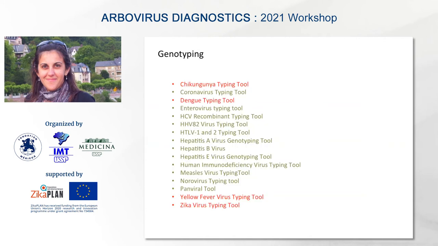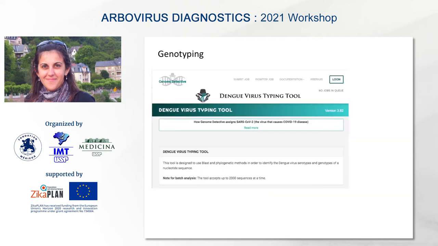You can use this tool to type or classify any known virus, as I said, but you can classify in more detail all these viruses in this list. There is a little bit more detailed information regarding these viruses in their database. And here, just an example of dengue typing using Genome Detective. As an input, I submitted one FASTA file containing two sequences, so a multi-FASTA, and you can upload as many sequences as you want in FASTA format at once.